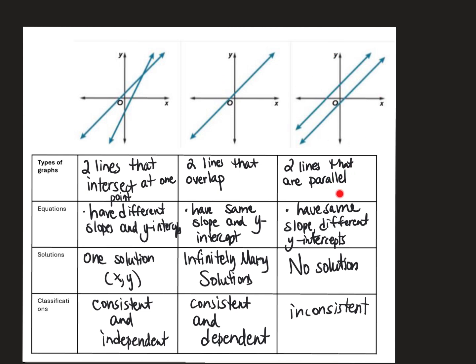Then the last graph has two lines that are parallel. The equations have the same slope but different y-intercepts. Since they do not intersect, the answer is no solution, and since there's no solution, it is an inconsistent system. If you need to pause to write that down, please do.